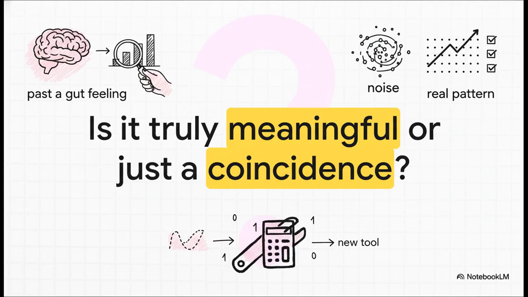And that's the real power of the binomial test, isn't it? It gives you a framework to move past just a gut feeling and actually use data to separate a real pattern from what's probably just random noise. So the next time you see some surprising result, you can ask the right question. Is this really meaningful, or is it just a coincidence?